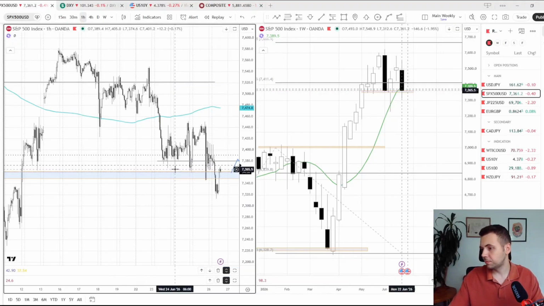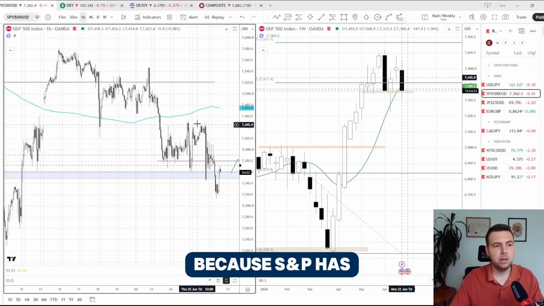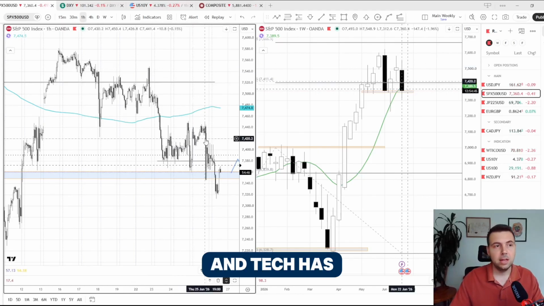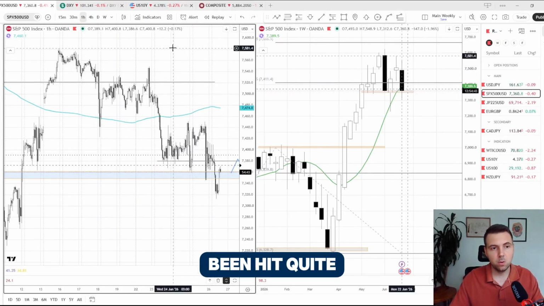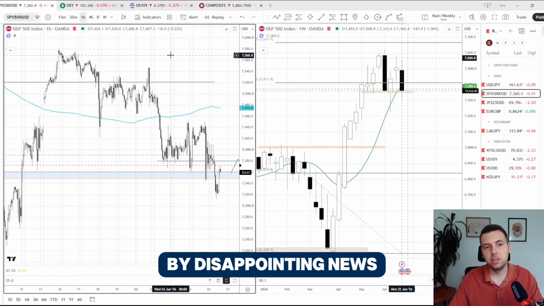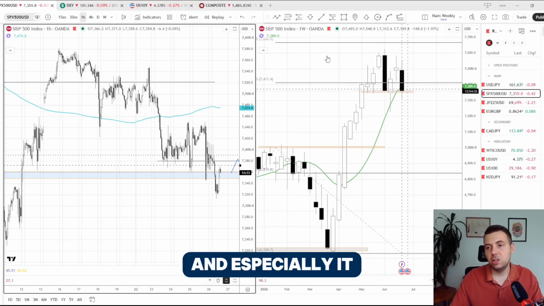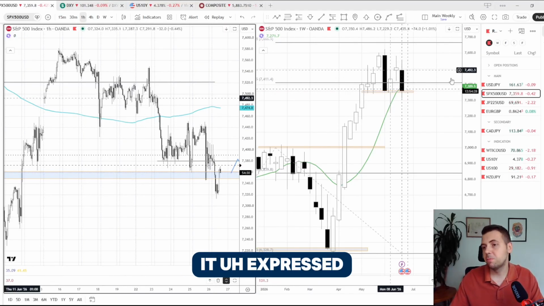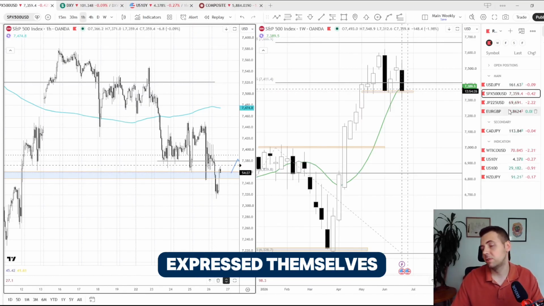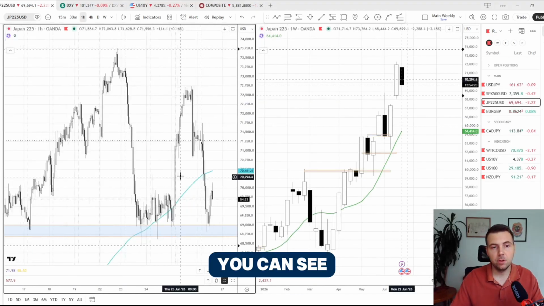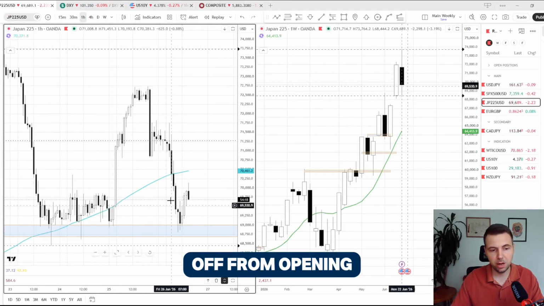And also because the S&P has tech presence, and tech has been hit quite hard by disappointing news that the OpenAI IPO has been delayed. This news expressed itself in the Nikkei index. You can see that it sold off from the opening.